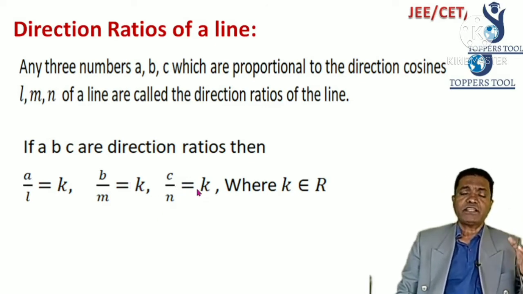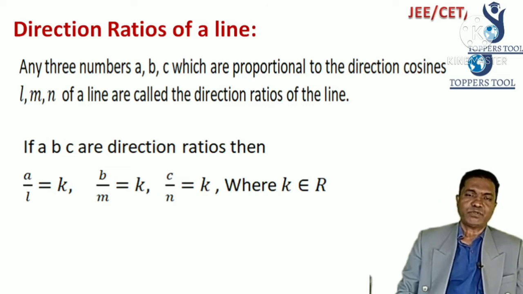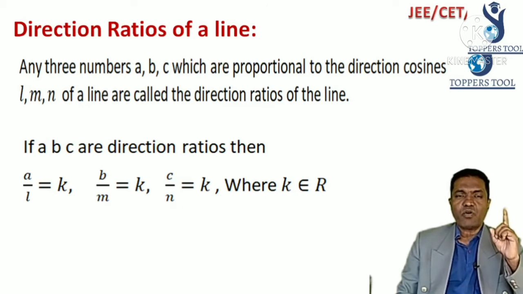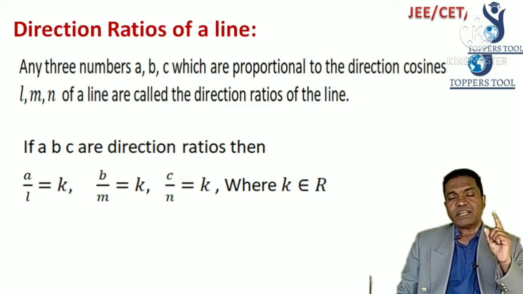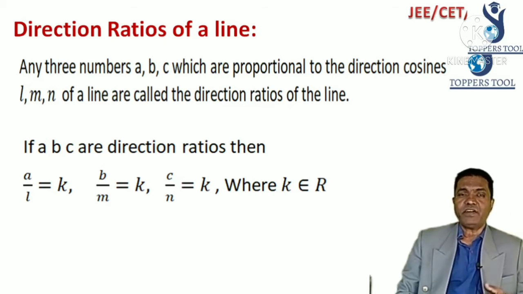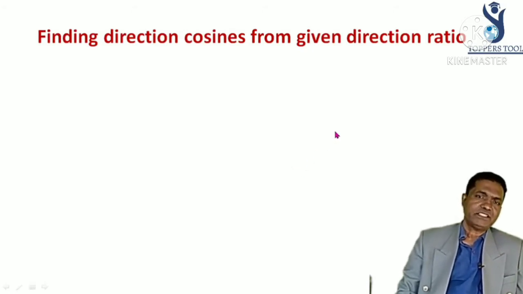For a line, there are infinitely many sets of direction ratios, but direction cosines are unique. There exists only one set of direction cosines for any line, but there are infinitely many direction ratios. Now, finding direction cosines from given direction ratios.